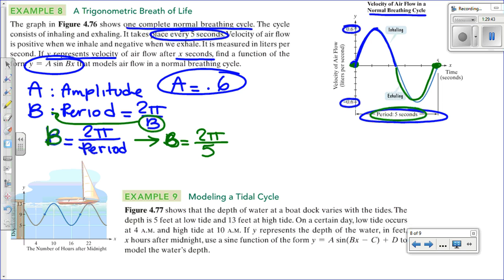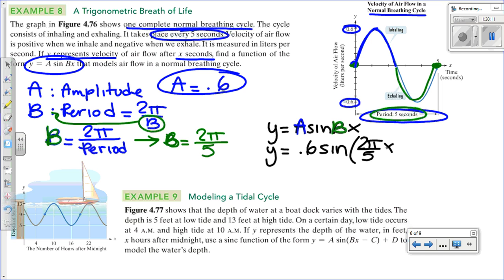Now that we have that, I believe that's all we need. And so we will take the original model, which is A times sine of Bx. So this B, remember we found that one, and we also found A. So our equation will be y is equal to 0.6 times sine of 2 pi over 5 x. And that's it. That is the equation. That easy. All right, let's go to the next problem.